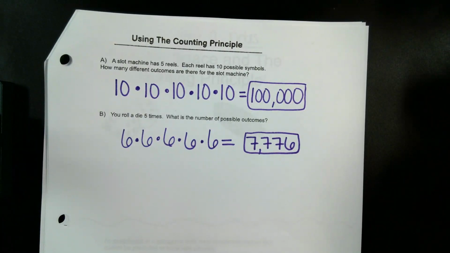Okay. I am going to give you the first practice page. Your first practice page is going to be a lot of just how many different possible outcomes. So you're going to just take a whole bunch of numbers and multiply them together. Okay? We're going to do that first. So this first lesson is done.